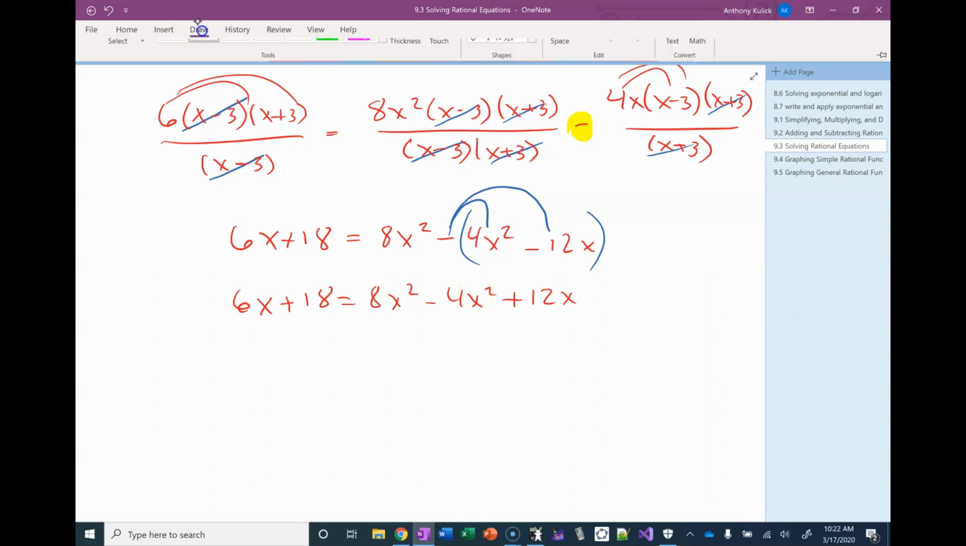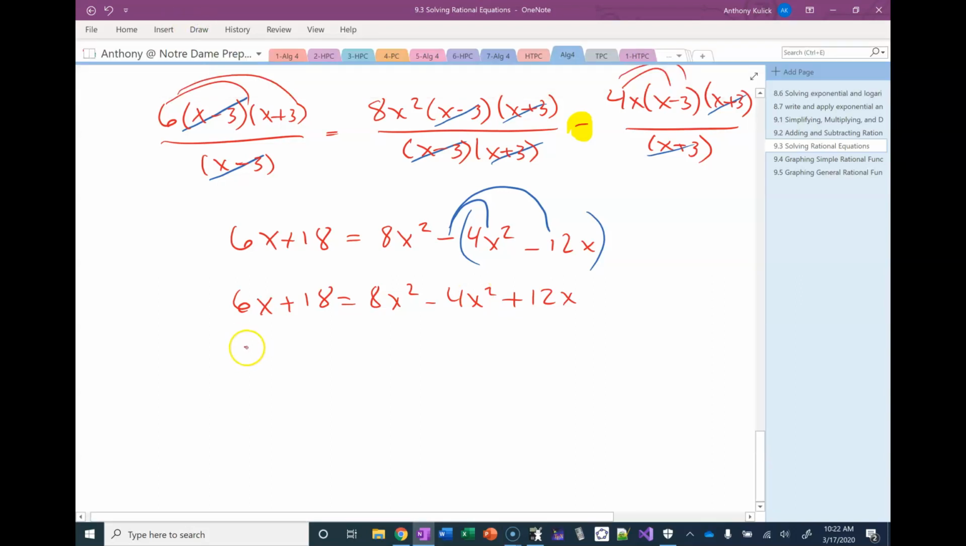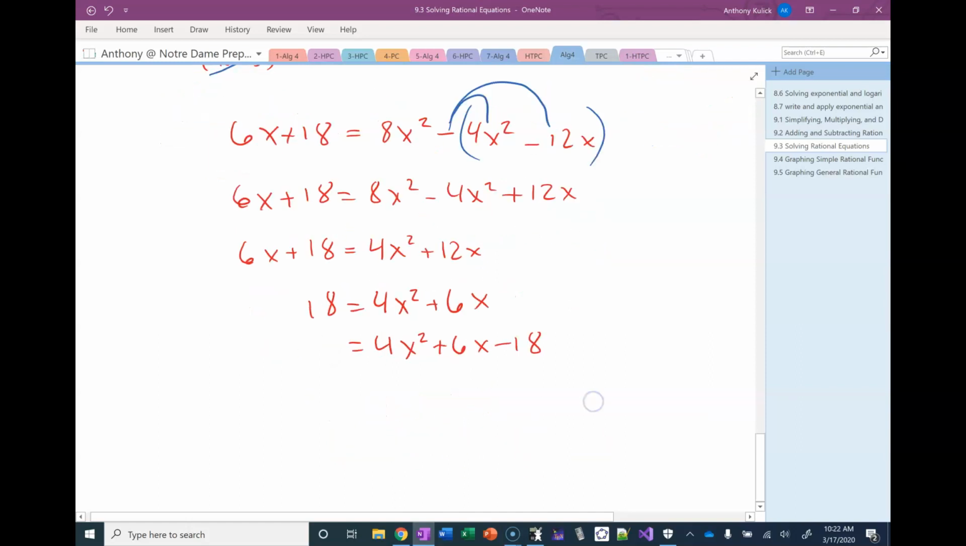since we see that we have a quadratic equation here. So on the right-hand side, I notice that 8x squared minus 4x squared just gives me 4x squared. And then I'm going to subtract 6x from both sides. And then I'm going to subtract 18 from both sides. Now I have a quadratic equation that's equal to 0.